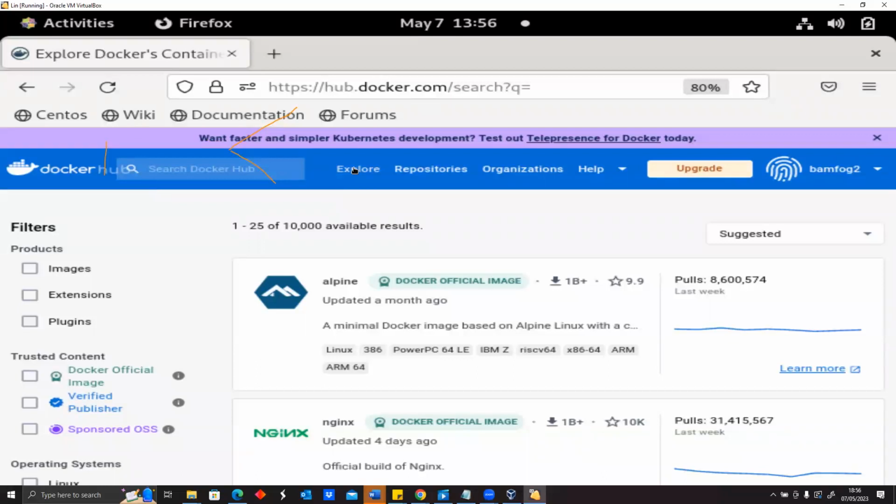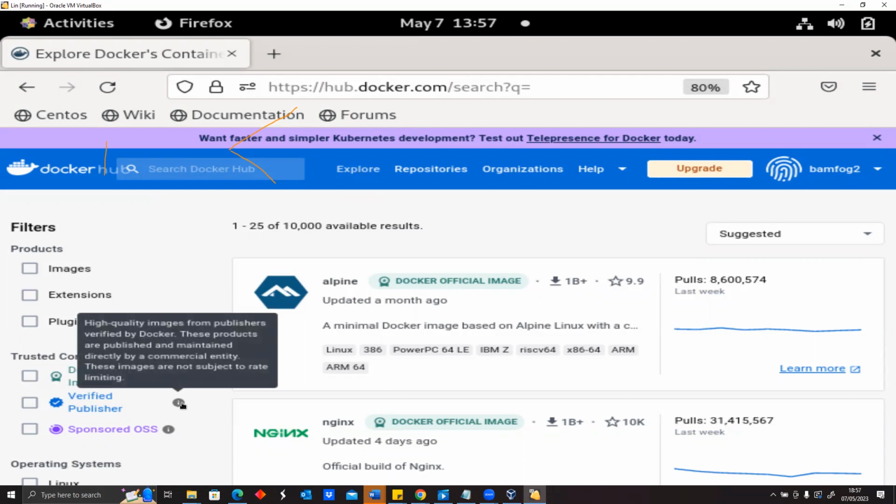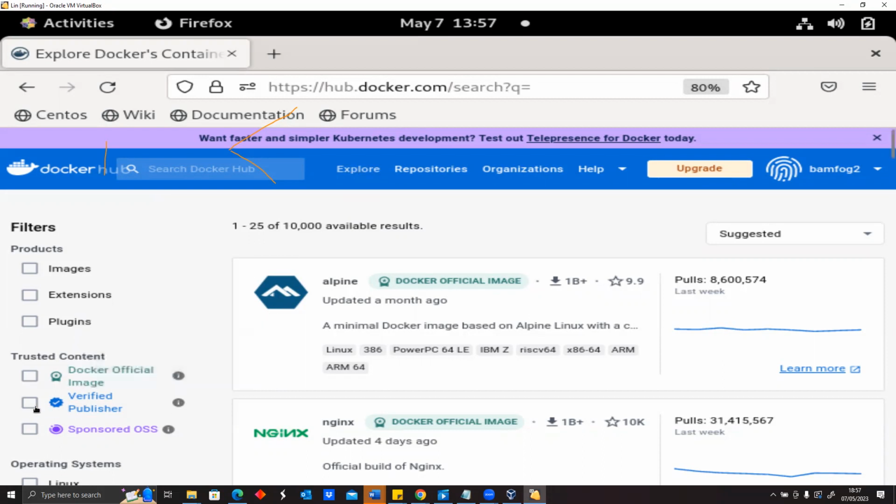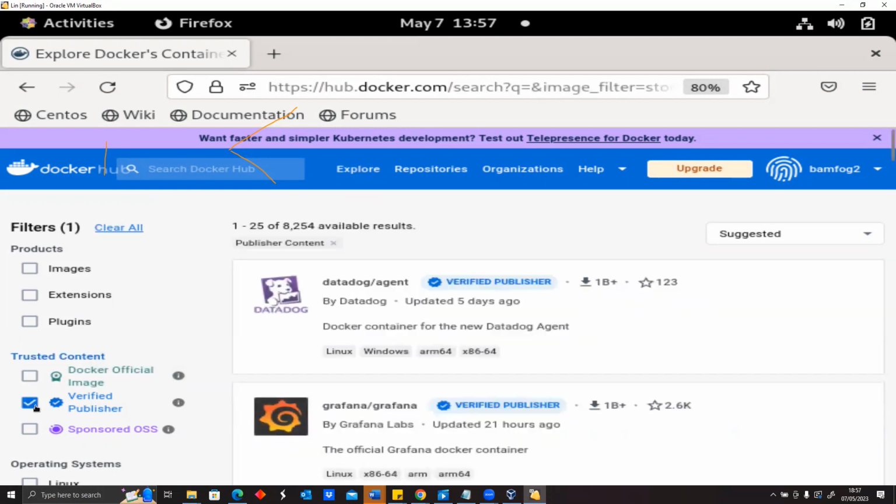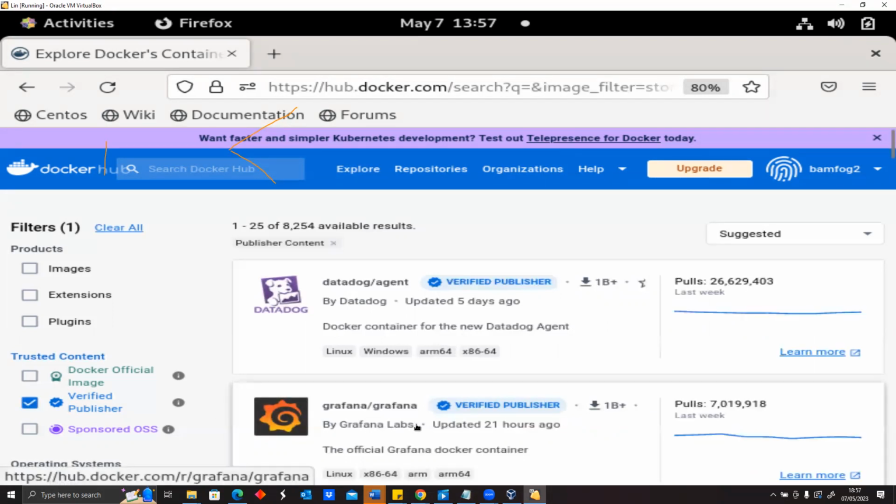There are some images which are official images, meaning they were created or they are managed by the Docker team. And we also have verified images, which are images that are coming from organizations or maintained by entities like commercial entities. So for example, if it is coming from a particular company that owns the technology for, like, Grafana, it's managed by Grafana Labs, and that's kind of a verified publisher.